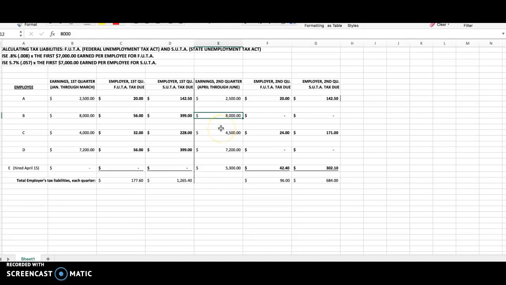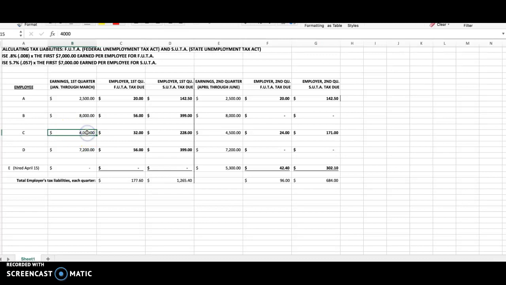He or she earned $8,000. Well, in the first quarter, he or she also earned $8,000. So that employee is already over $7,000. So we've paid in the first quarter the entire amount earned, $7,000, times the percentages for federal and state. So no matter how much this employee earns, whether it's $1 or $8,000 or $18,000, none of that matters as far as federal unemployment or state unemployment tax. So there's nothing that we need to pay. That person is already over $7,000.